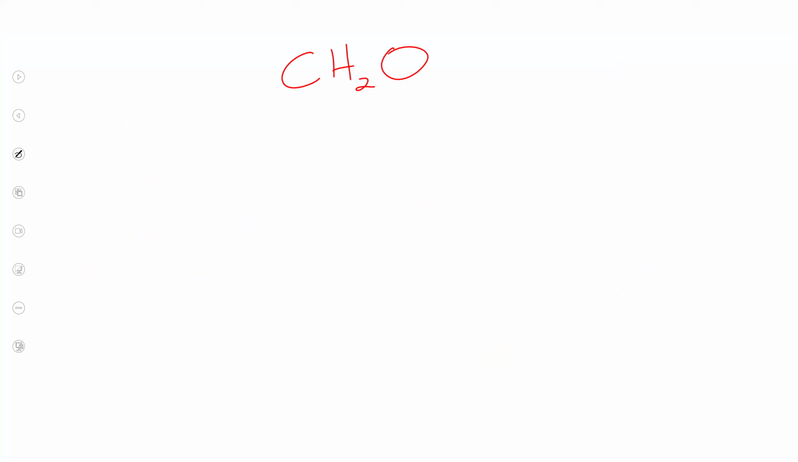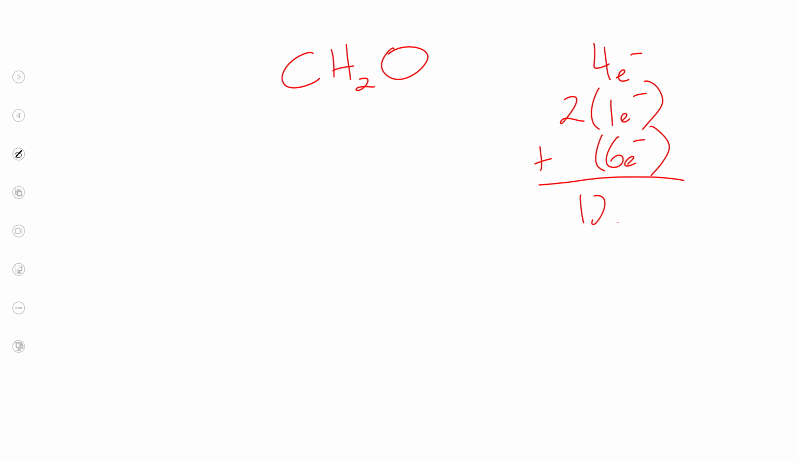So, 1 carbon has 4 valence electrons plus 2 hydrogens. Each hydrogen has how many? 1 electron, plus an oxygen, which has 6 valence electrons. So that gives us a total of 12, right?